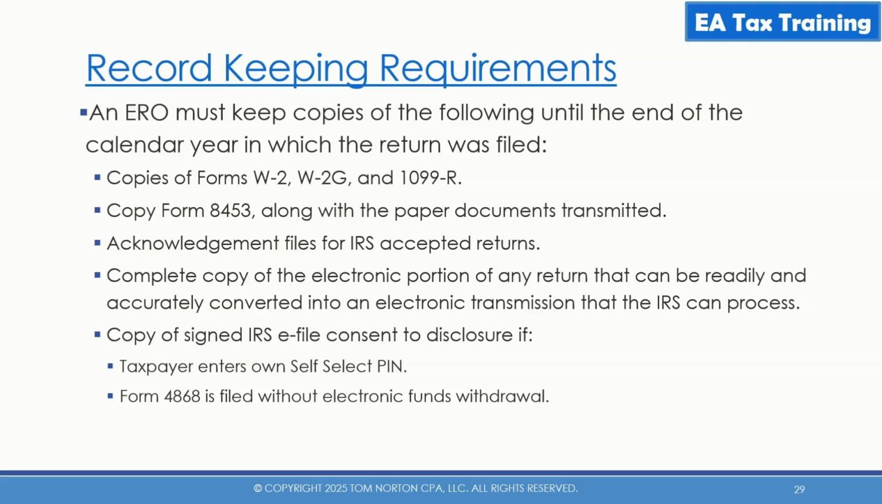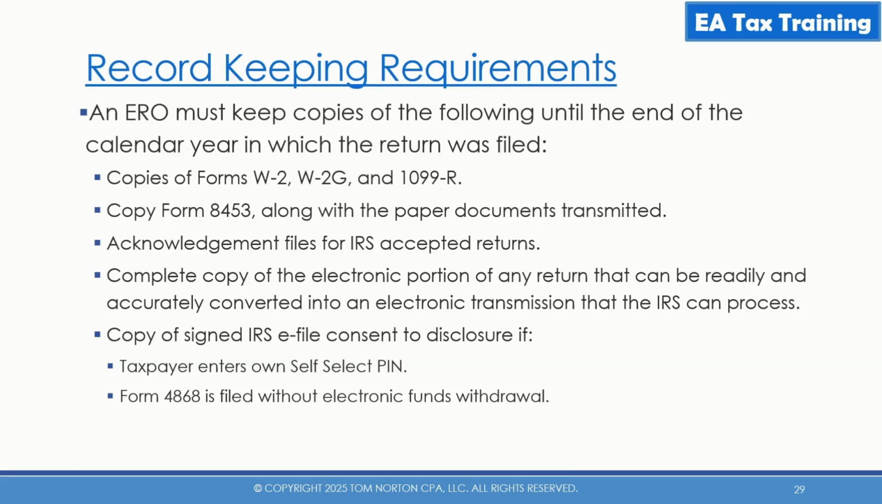Record keeping requirements. As an ERO, you must keep copies of the following until the end of the calendar year in which the return was filed. So if it was a 2024 return filed in 2025, you have to keep these things at least until the end of that calendar year. Now remember, this is the ERO requirements. As a tax preparer, you are going to want to keep these things for a longer period of time until the statute of limitations has expired. But remember, ERO, tax preparer, two different things, two different functions. So for the exam, you will want to be able to distinguish the ERO record retention requirements.